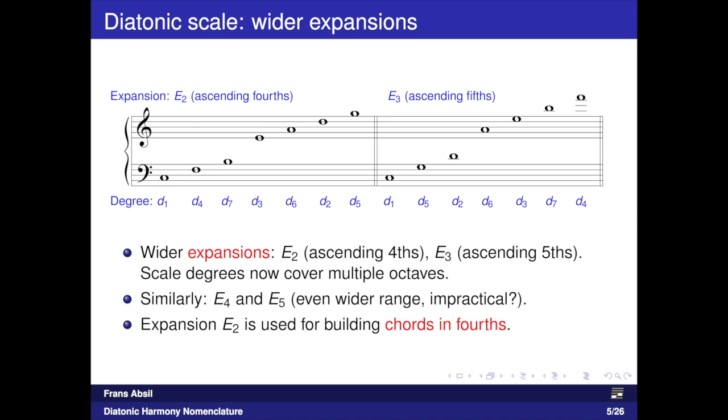We may generalize this principle of writing expansions, which are derived from the original diatonic scale. And here we see the expansion number 2, which is a series of ascending fourths, and expansion E3, a series of ascending fifths. E2 is obtained by skipping 2 degrees from the original scale, so we get the sequence D1, D4, D7, etc. The total range of the expansion is now more than 1 octave, and we could go even further and derive expansion E4 and E5, which however turn out to be less practical in writing a system of harmony. The expansion E2, however, is used for building chords in fourths.